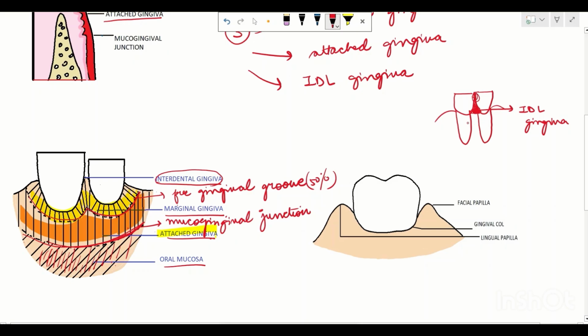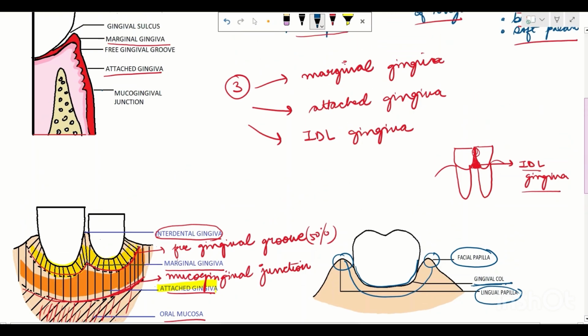tooth. So this interdental gingiva has three parts. What are these three parts? These are your facial papilla, your lingual papilla, and a valley-like depression which will be connecting this facial papilla to that of your lingual papilla. So this is what? This is gingival col. This valley is referred to as gingival col.